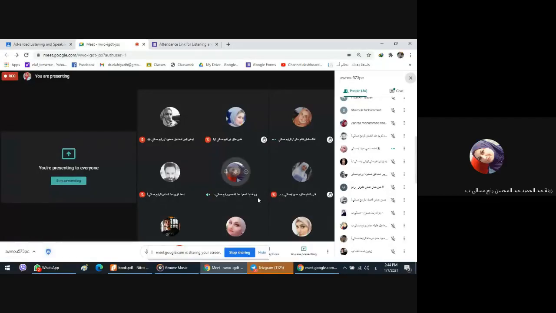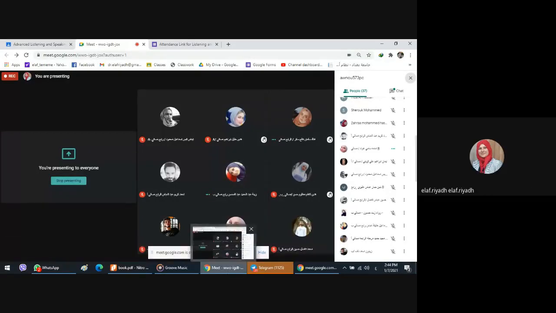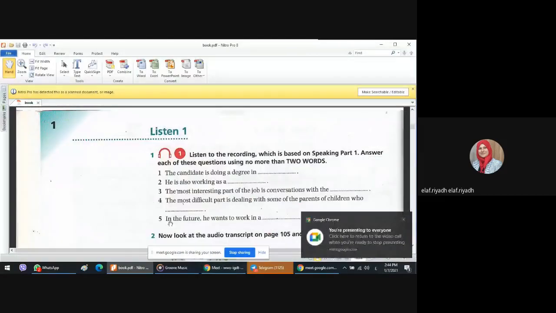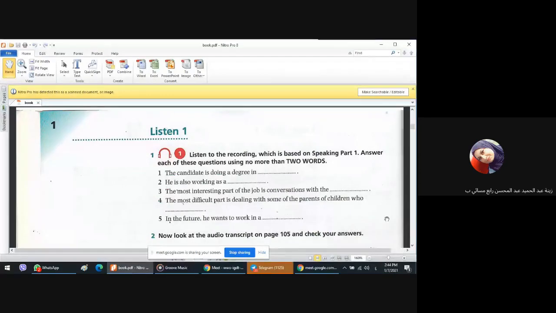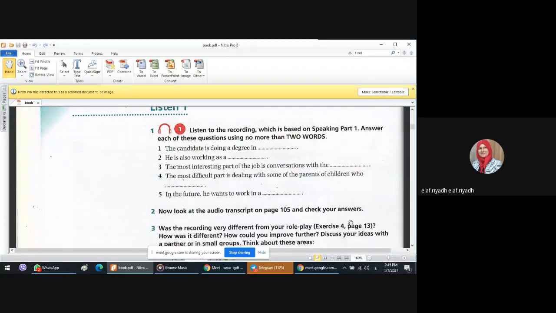Yes, please. Can you read the last point? In the future, he wants to work in a financial institution, a bank. Good. In a bank. Yes, you're right. Or an insurance company. All right.